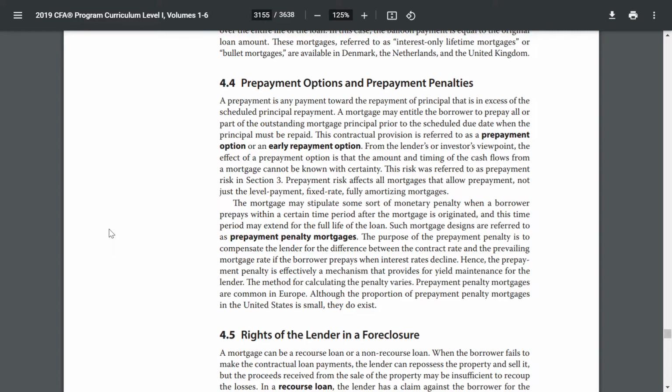The mortgage may stipulate some sort of monetary penalty when a borrower prepays within a certain time period after the mortgage is originated, and the time period may extend the full life of the loan. Such mortgages are referred to as prepayment penalty mortgages.